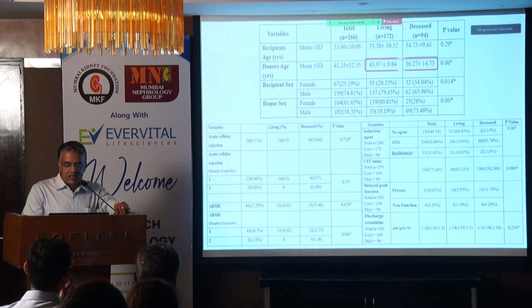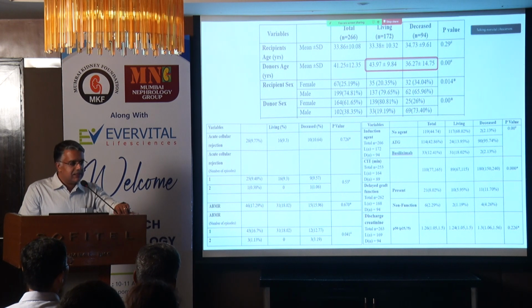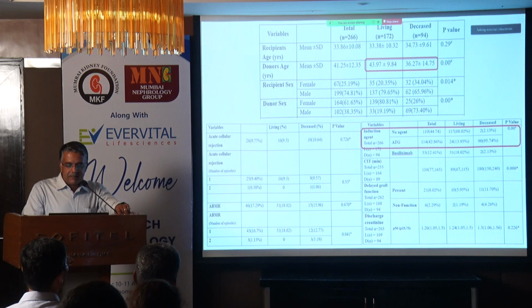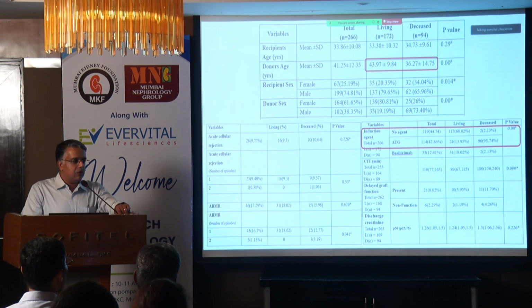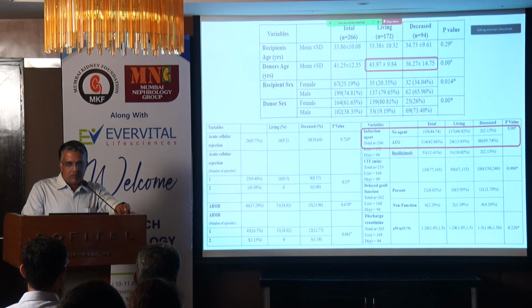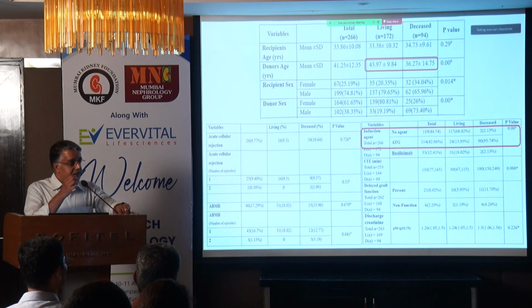So there are a few things which stand out. The mean donor age was 43 in living donor, and it was 36 in deceased donor. So there is a 1 decade difference between living donor and deceased donor, right? And a younger donor is better to have, right? Next thing, we have an institutional policy of giving thymoglobulin induction to all deceased donor transplants. So almost 100%. It is 95%, I believe, who have received induction in deceased donor.